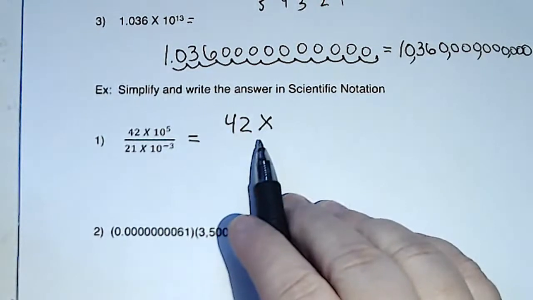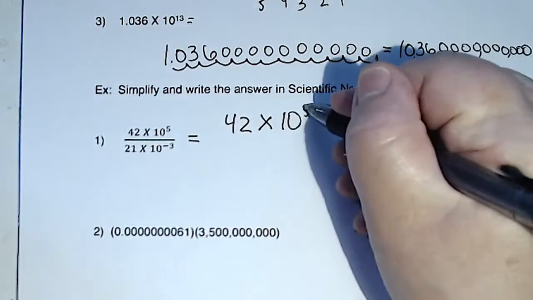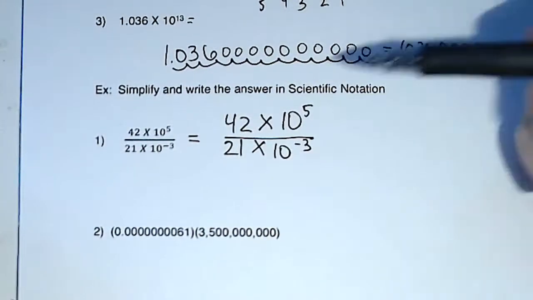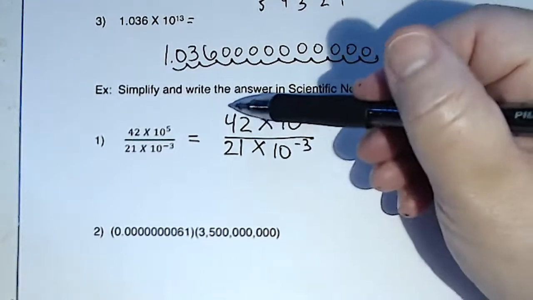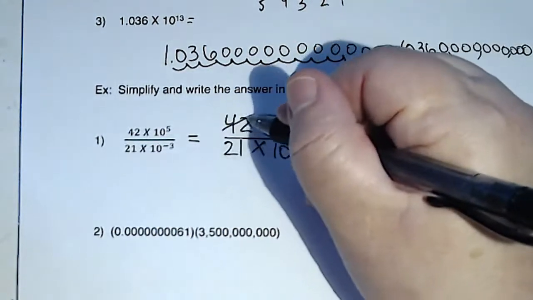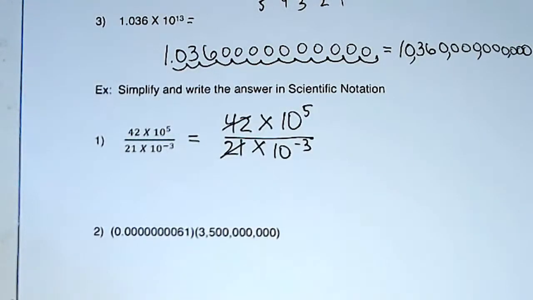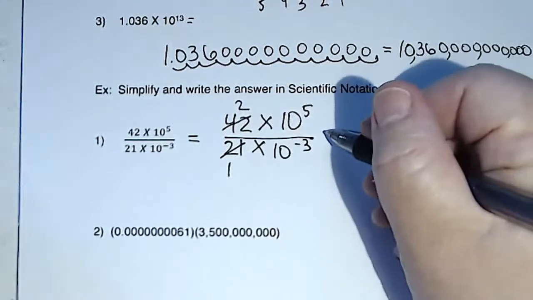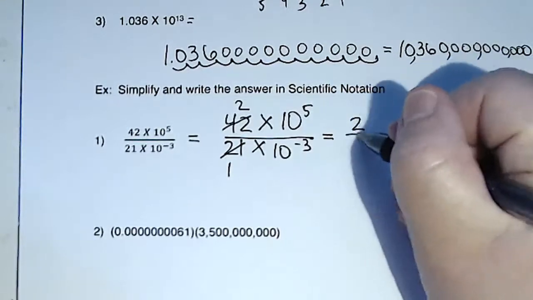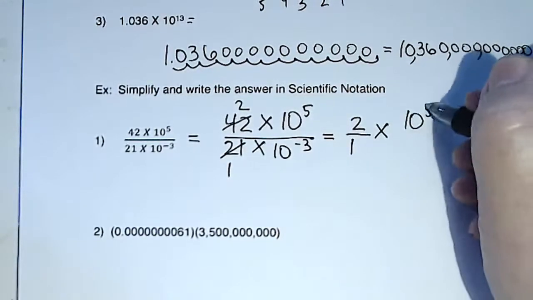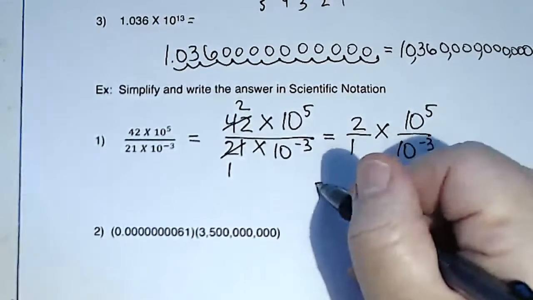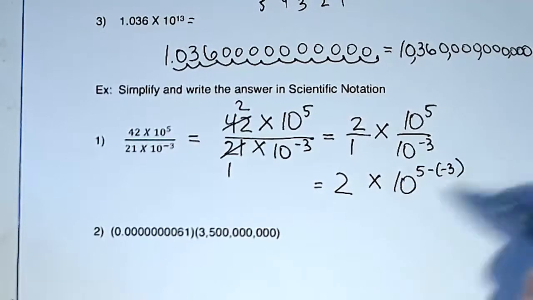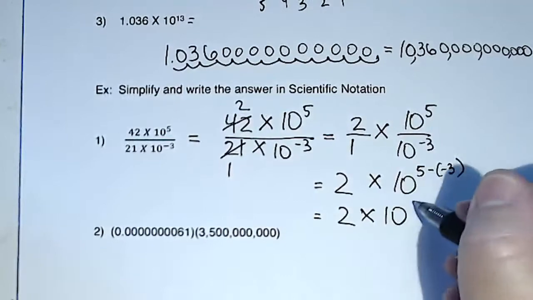But if we have these two, notice that, and again, the X is written in a big X like that, so no one mistakes it for a variable. It's a big old times. Notice that if I've got the magnitude split off from the number there, I notice that 42 is divisible by 21. Wow. And then I think to myself, wait a minute, this is 2 over 1. 10 to the 5th over 10 to the negative 3rd, that's 2 times 10 to the 5 minus a negative 3rd, or 2 times 10 to the 8th.